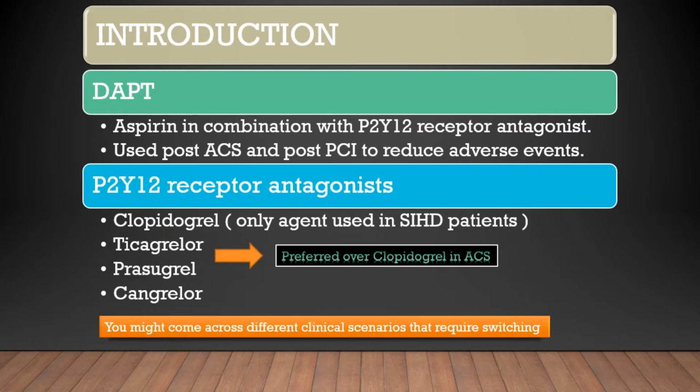You might come across different clinical scenarios that require switching. The availability of different oral P2Y12 inhibitors has enabled physicians to contemplate switching among therapies because of specific clinical scenarios. The recent introduction of an intravenous P2Y12 inhibitor, cangrelor, further adds to the multitude of modalities and settings in which switching therapies may occur.